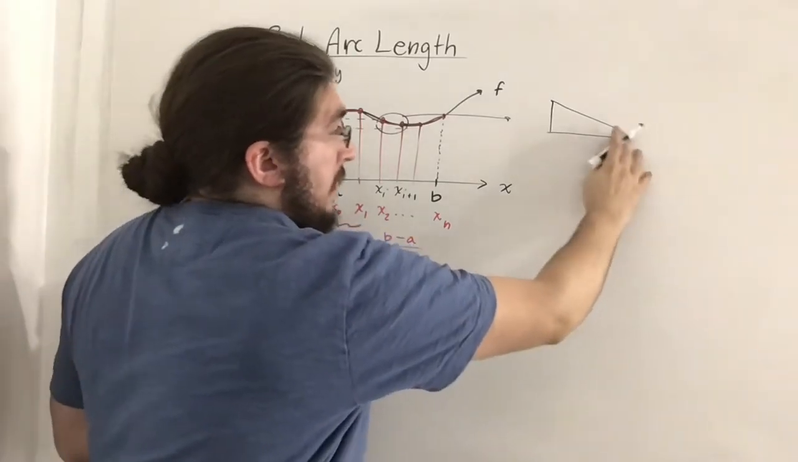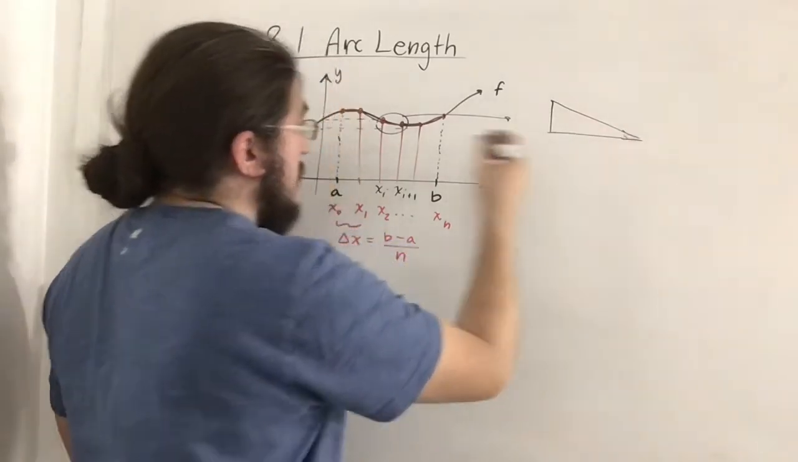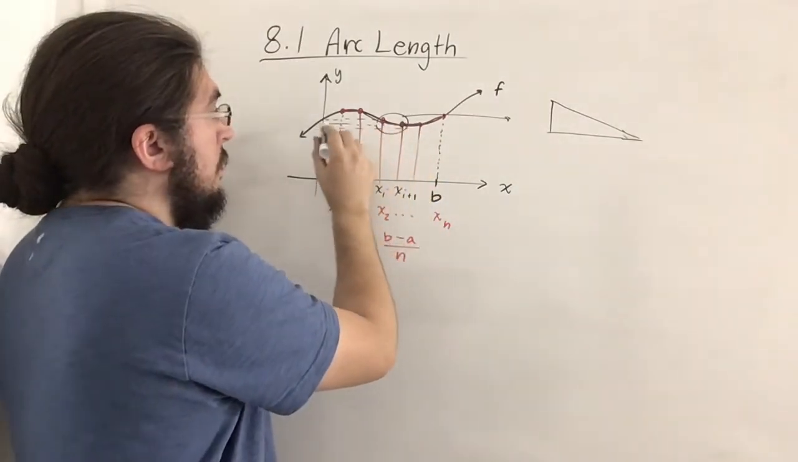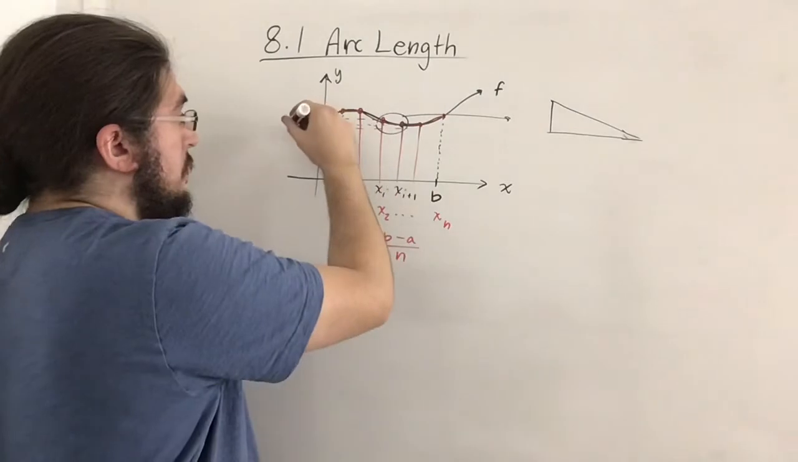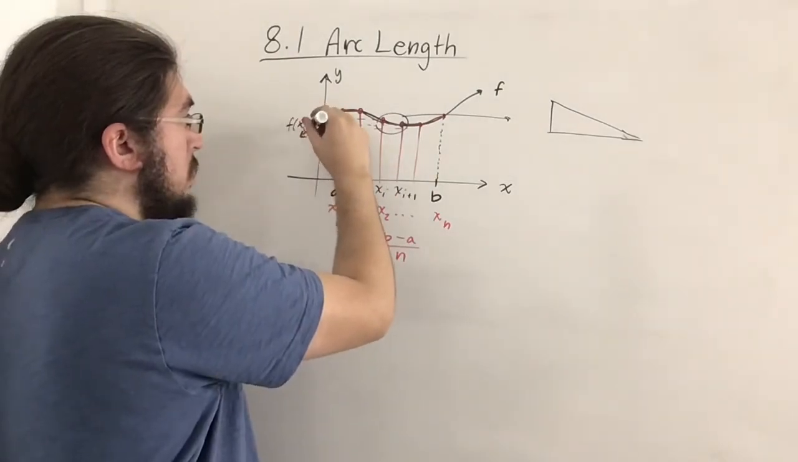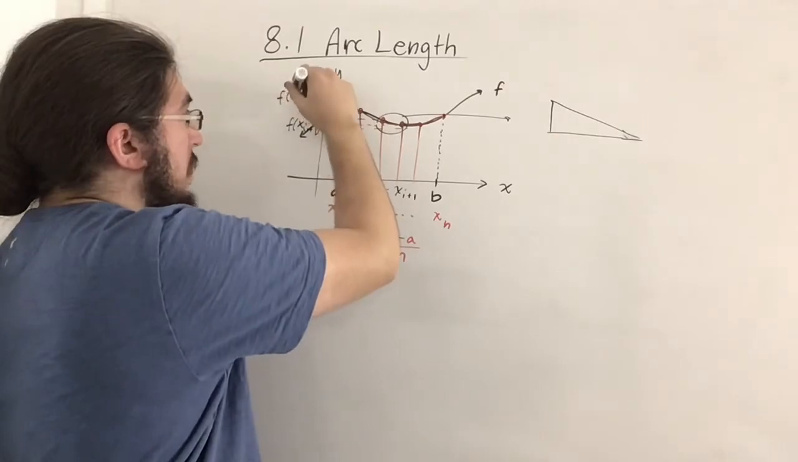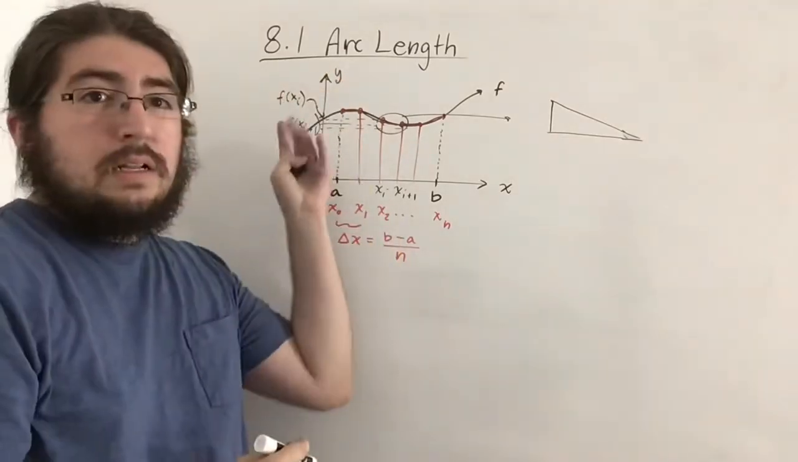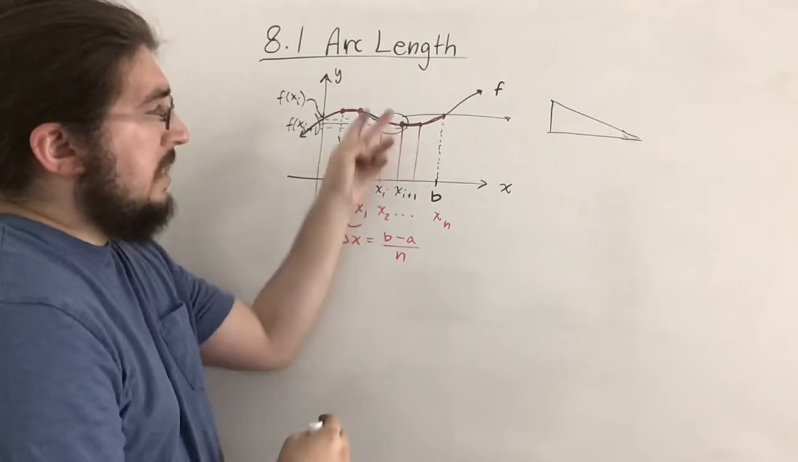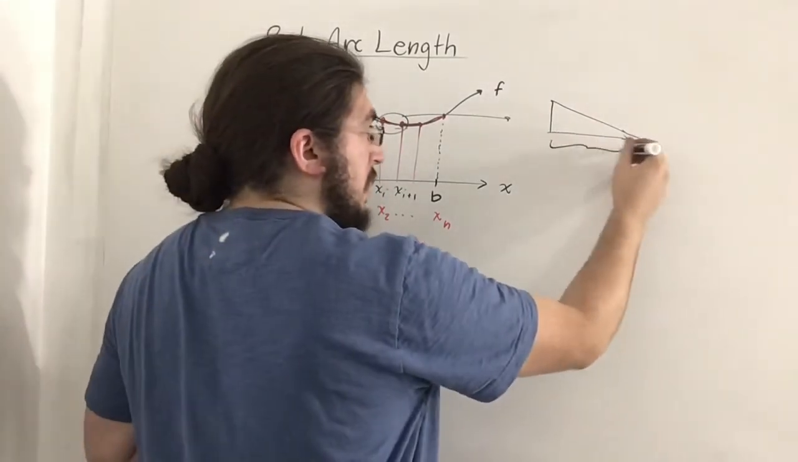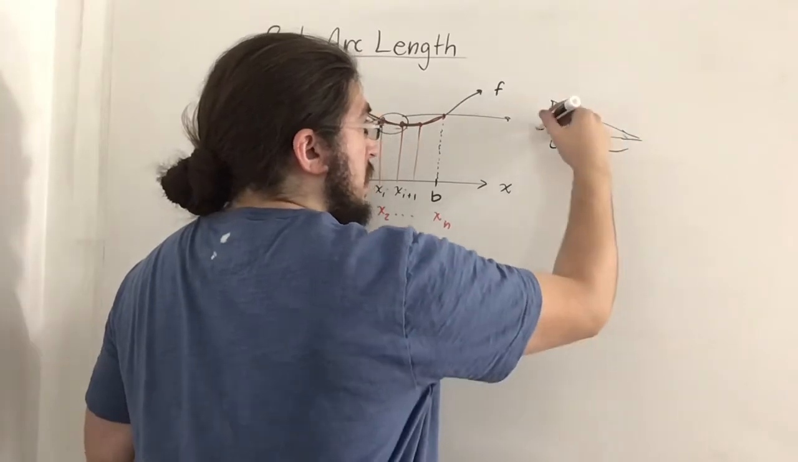Now, if you want to find the actual y values, you can project to the function. So this one right here, for instance, will be f of x i plus 1. And the other one here will be f of x i. I know that the image is getting a little cluttered, but again, just project the x values to the function, you get the y values. But instead of doing that, I'm just going to say this length is delta x. This length here is delta y.